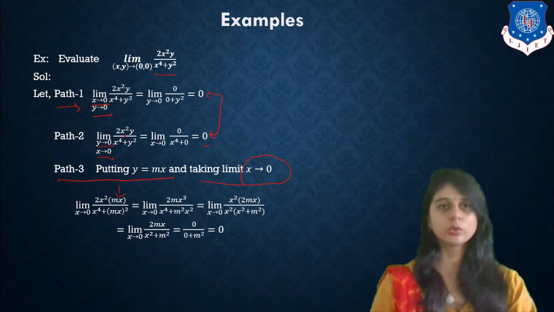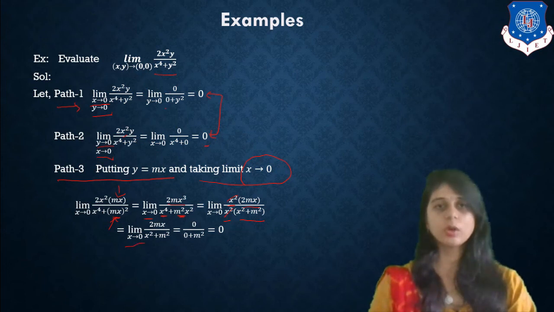If we are putting y equal to mx, then in place of y we put mx: 2x square mx, that is 2m x cube, upon x raised to 4 plus m square x square, and the limit is x tends to 0. Then we take x square common. In the numerator we take x square, in the denominator we take x square, then x square is cut. So we get 2mx upon x square plus m square. Now, applying 0, we get 0 upon 0 plus m square, and it is 0.